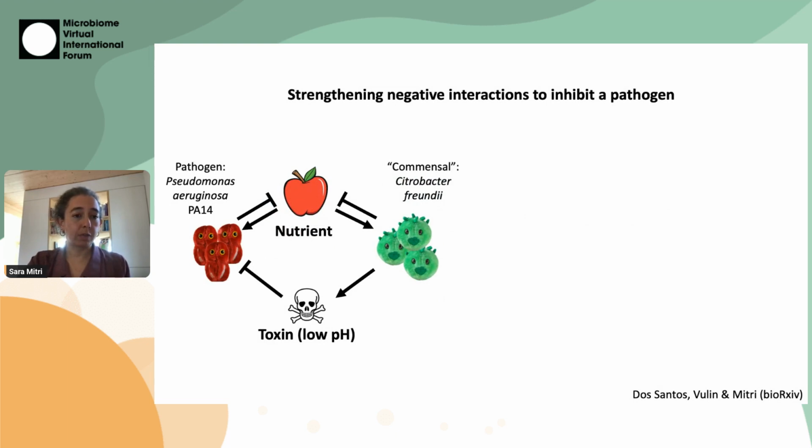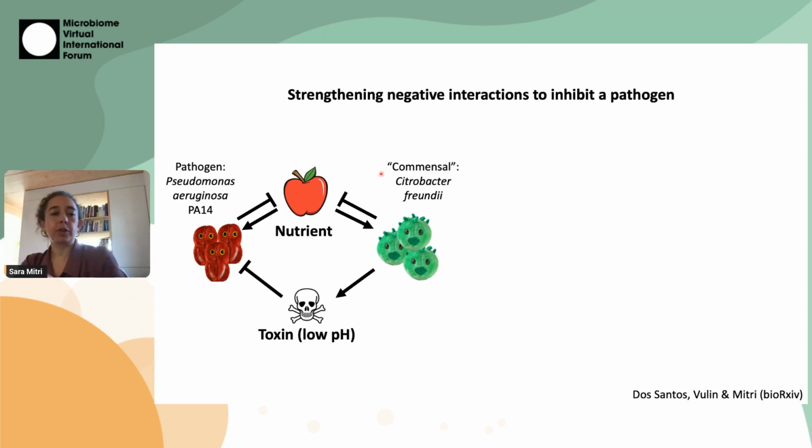but now we can put different identities on the species. So we could take here a species that's a pathogen. In our case, we took Pseudomonas aeruginosa strain PA14, if you're familiar with it. And then we took a second species here called Citrobacter freundii, which is not exactly a commensal, so that's why it's in quotation marks. But for the purpose of this proof of concept, we can think of it as a commensal.